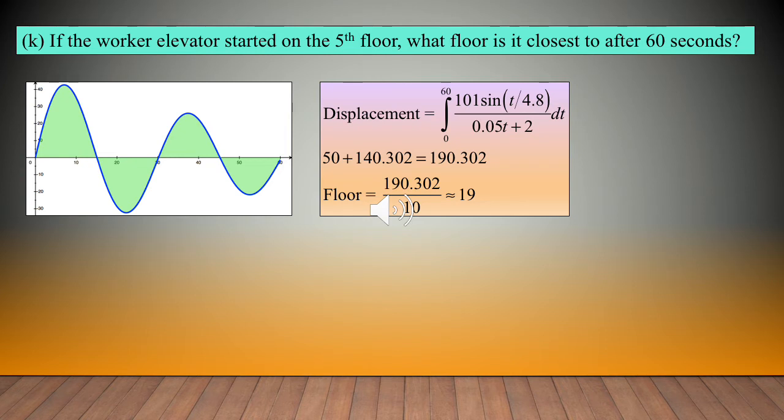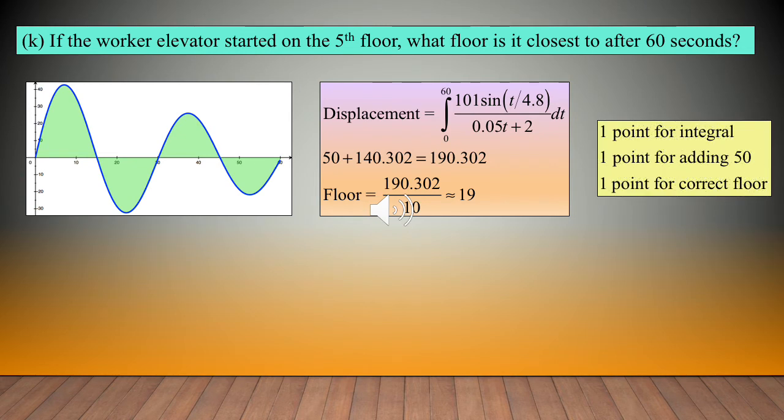However, we must add 50 onto our value because we're interested in where the elevator ends up, and it started on the 5th floor. So we get 50 plus 140.302, which is 190.302. And we're interested in the floor, so we take that and divide that by 10, and our answer is approximately 19.